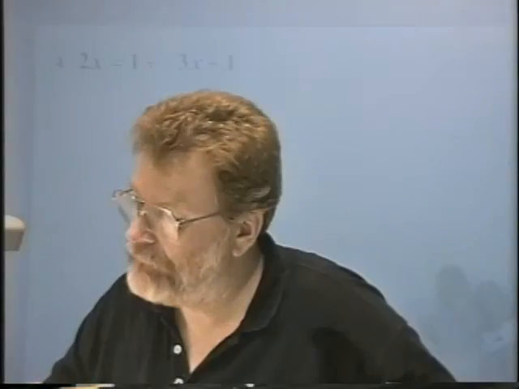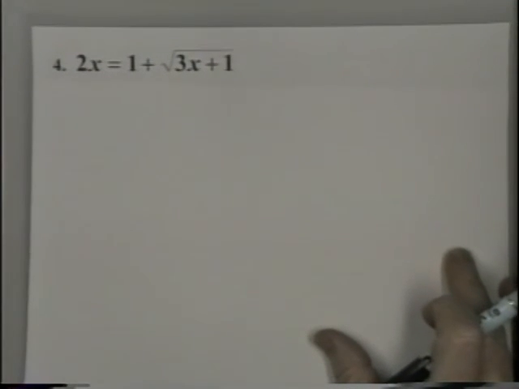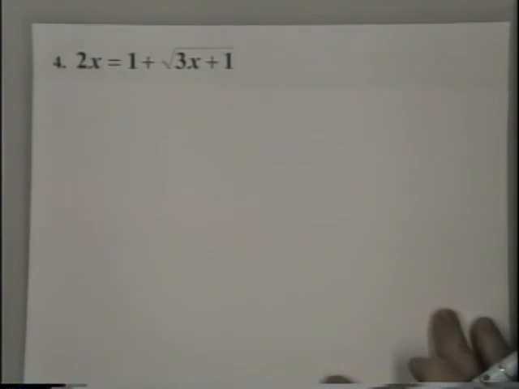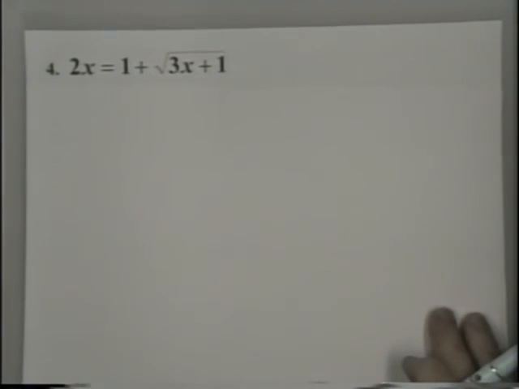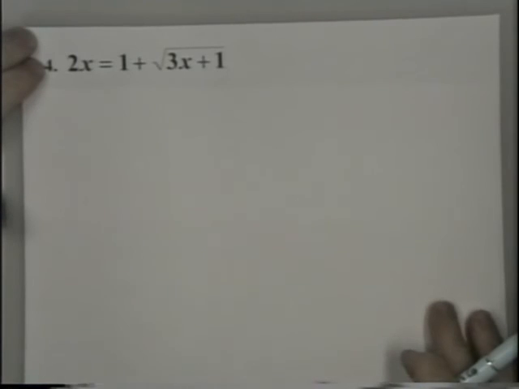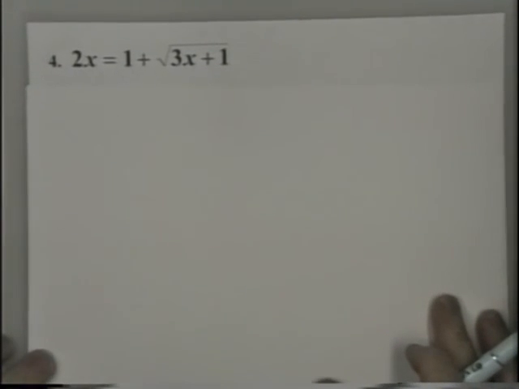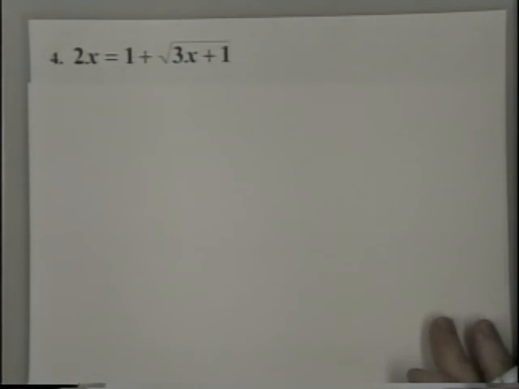Look over on the pad. Number 4, 2x is equal to 1 plus the square root of 3x plus 1. Okay, again, you may want to stop the tape at this time and try that one yourself. All right, let's do it together.